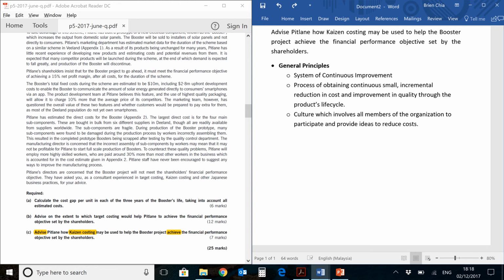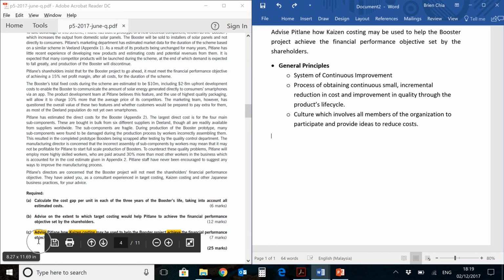Okay? Most importantly, Kaizen costing is a culture. Culture meaning the way people think in the organization and involves all members of the organization to participate and provide ideas to reduce costs. So we need to involve everybody, not just senior management, but also the junior people and operational personnel who are on the field in how to improve your quality and your costs. So this is not the most important part of the answer. You probably need to spend maybe two or three sentences maximum in order to write about Kaizen costing in general, because the question requirement is advice.